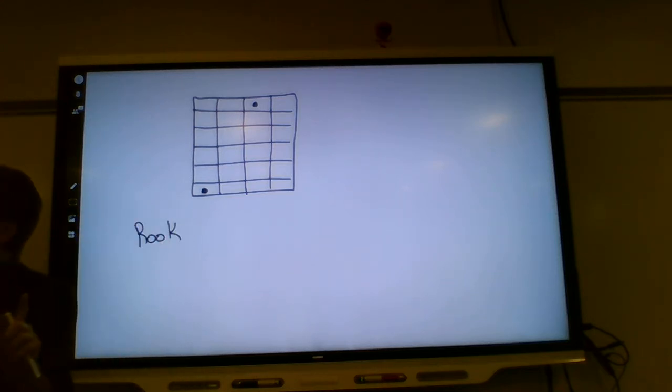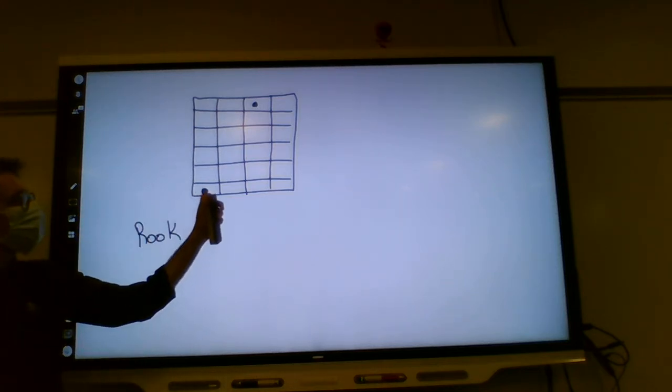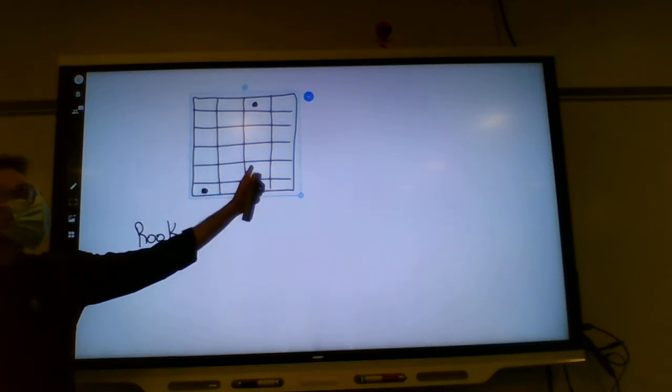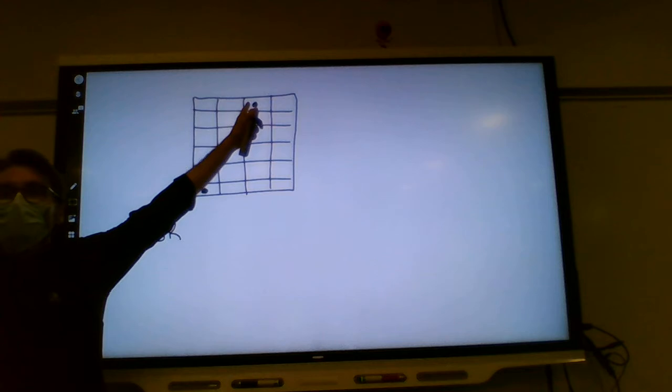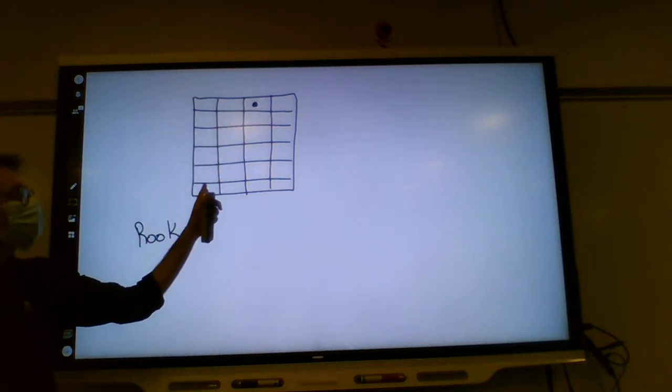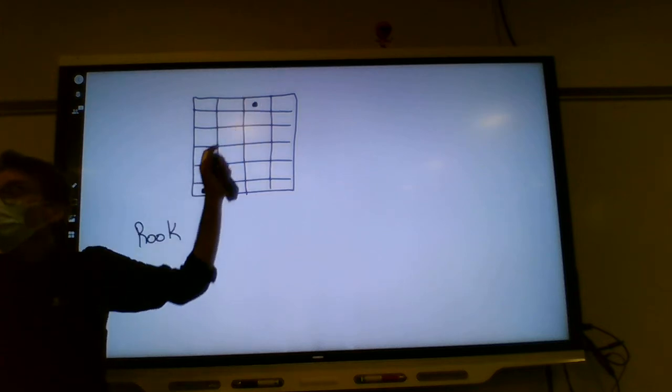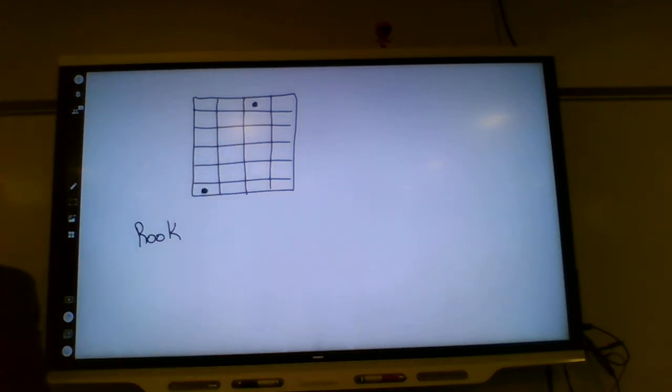So it can get there in 2 moves, but how far is it? Well, it would have to come over this far and then up that far, right? So what would its distance be? 1, 2, 3, 4, 5, 6. The distance would be 7.